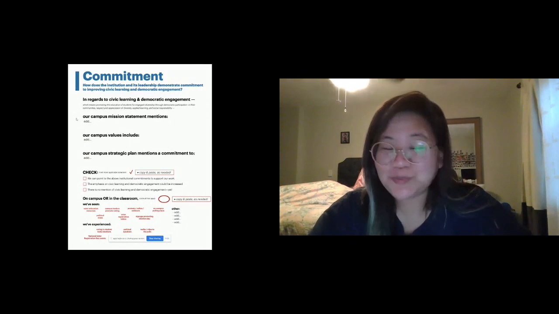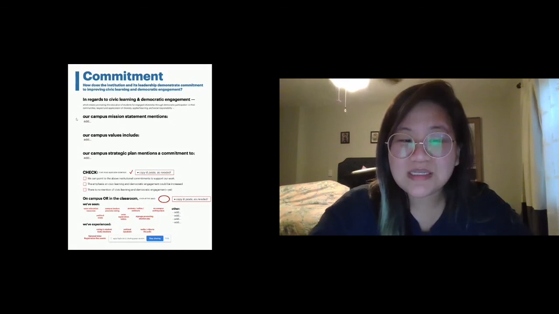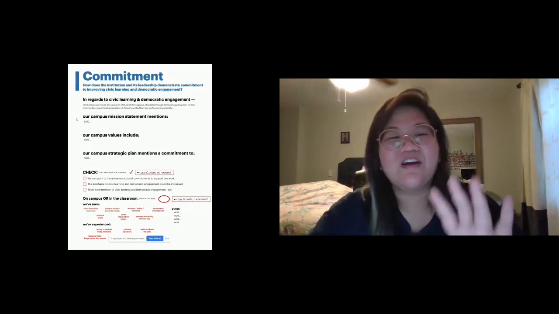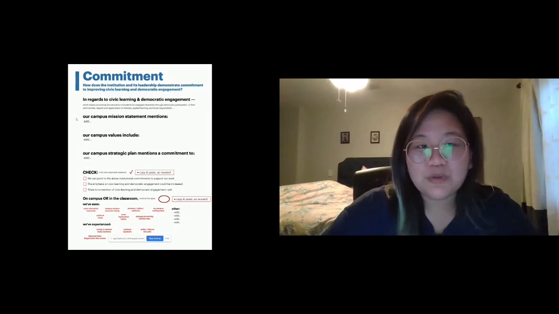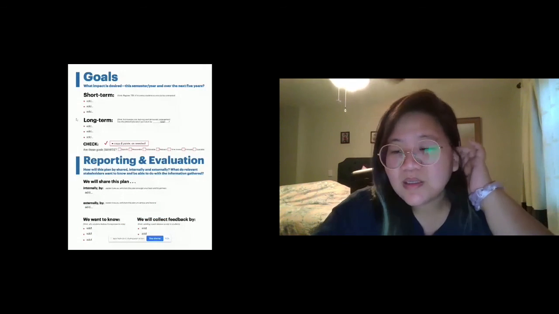The next page is pretty self-explanatory. It's goals. Here's where you write your short-term and long-term goals and think about if they're SMARTY. So that's a fancy way of saying, are your goals specific, measurable, achievable, relevant, time-bound, inclusive, and equitable?